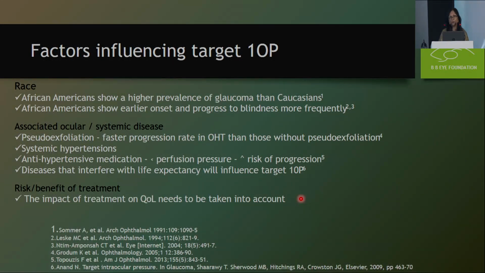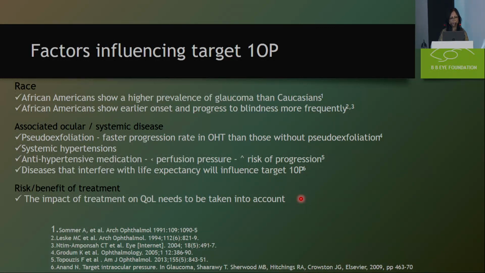So factors that influence target intraocular pressure are race. African Americans show higher prevalence of glaucoma than Caucasians do, and African Americans show earlier onset and progress to blindness more frequently. The associated ocular and systemic diseases are more of book knowledge. You can read them up, but just to cover, it's pseudoexfoliation, systemic hypertension, antihypertensive medications, and diseases that interfere with life expectancy that will influence target intraocular pressure. And by that I mean that if a person is going to live longer, you need to have a lower target IOP than a person who's going to live shorter.